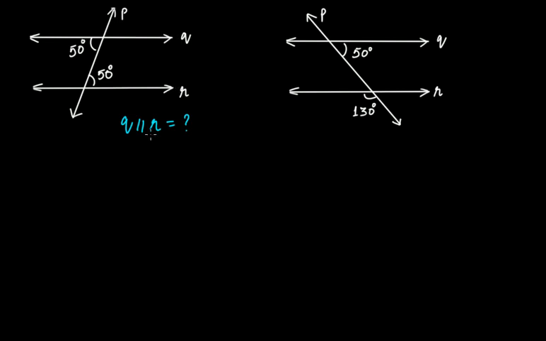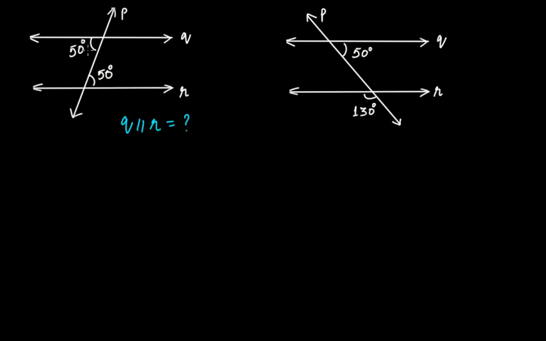Now you will say, hey, by simply looking at this figure, we can tell that lines Q and R are parallel. But in mathematics, we don't proceed in that way. We have to prove by calculation, and you have to tell how the two lines are parallel or not. So if we look at this transversal and these two angles, you can clearly see that this angle is 50 degrees and this angle is 50 degrees.